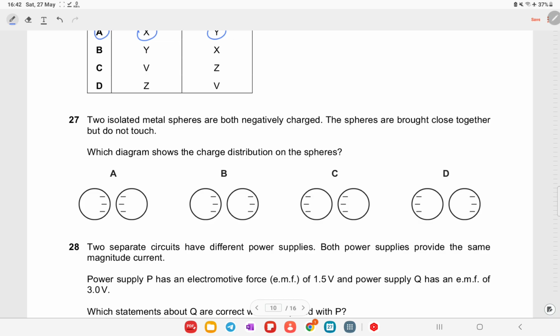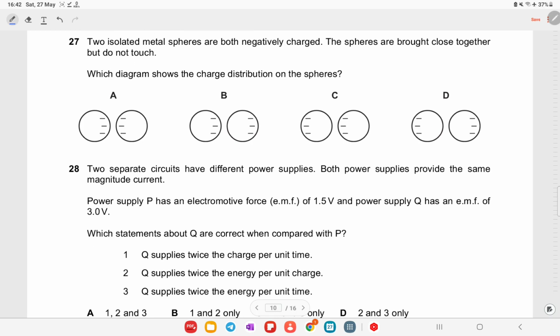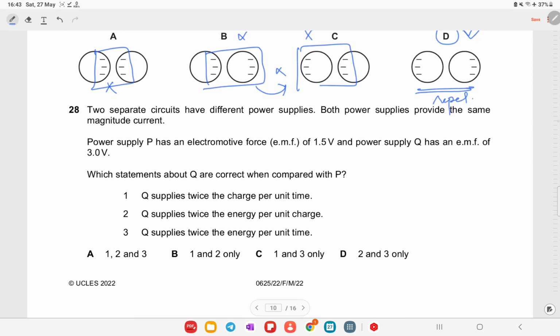Two isolated metal spheres are both negatively charged. The spheres are brought closer but do not touch. Which diagram shows the charge distribution of the spheres? This is not possible because the negative charges repel. Again, this is not possible, this is the opposite of this. So these two are not possible. This is what we have studied, that like charges do repel. So this is the right answer.